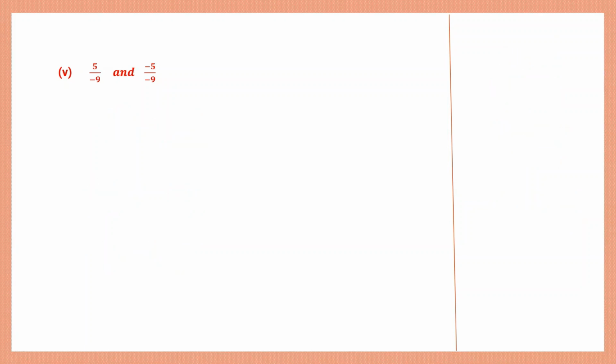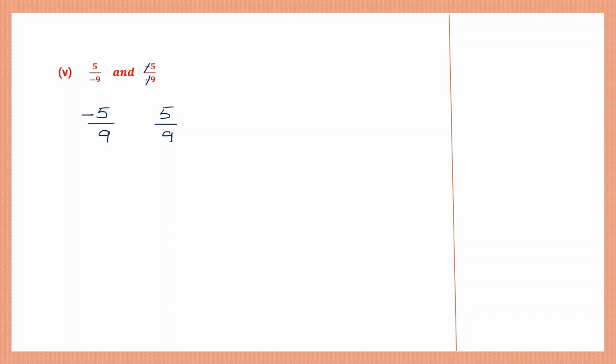Question 5. So we have two rational numbers here, 5 by minus 9 and minus 5 by minus 9. So this one, we're going to change this and make this a positive number. So the minus sign is going to go to the top. So let's write that. So that is going to become minus 5 by 9. Now the denominator is positive. Now let's look at the other rational number. We have minus 5 by minus 9. You can cancel the minus sign. So that becomes 5 by 9.